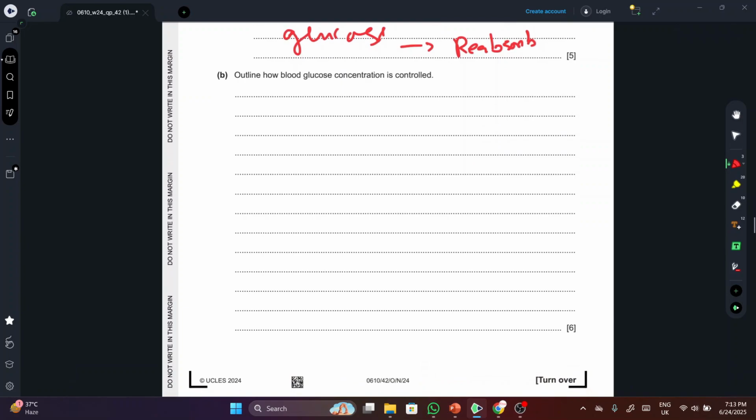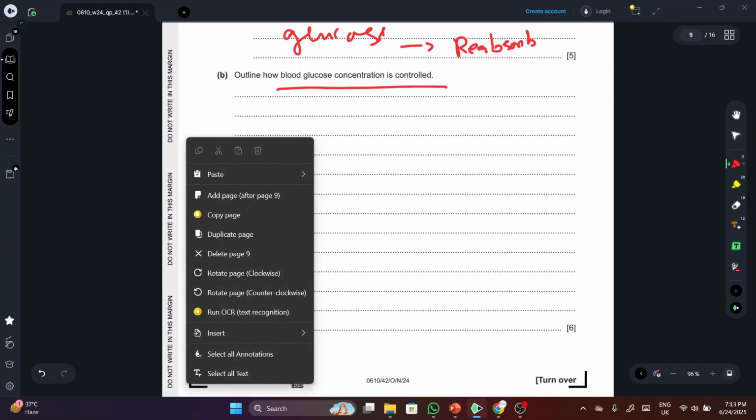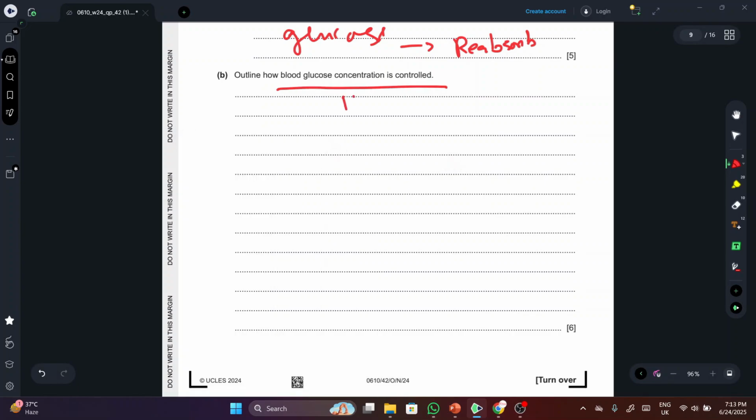How is the blood glucose concentration controlled? The control of blood glucose concentration, the process is homeostasis.